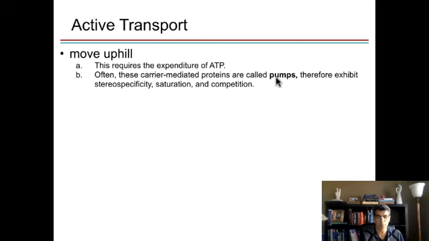A pump is a protein that can grab a molecule and, using force, move it against the concentration. A pump is a carrier-mediated protein, and it shows the same characteristics that you saw for the protein in the case of facilitated diffusion. Remember, in facilitated diffusion, we had stereospecificity, saturation, and competition. Here, that also applies. Every time you use a carrier-mediated protein, the same characteristics that we discussed before apply there as well.